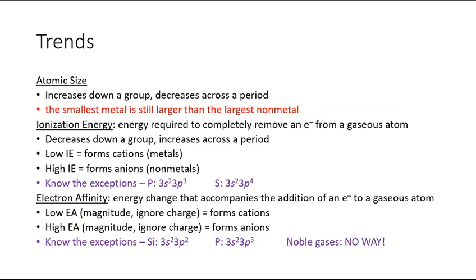Please notice we're not talking about solids or liquids here, we're talking about gaseous atoms. That will come up a little bit more in the next chapters that we're going to be discussing. When we talk about ionization energy, it is essentially going to be the opposite of your atomic size, with some exceptions. Ionization energy generally decreases as you go down a group and increases across a period.